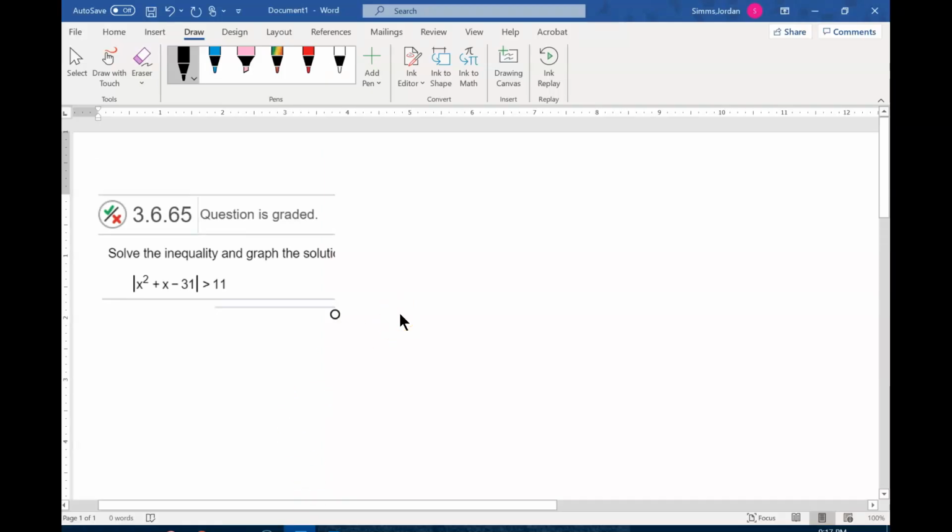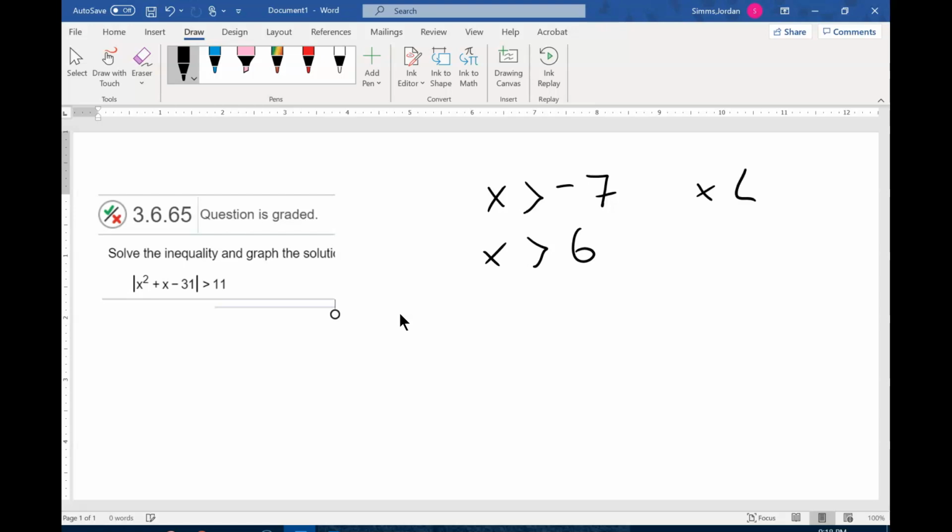So, I did this problem. We worked it out. It's absolute value. I have two equations. I factored them out, right? And I got this. I basically came up with x is less than negative 7. I got x is greater than 6. And then I also got x is greater than negative 5. And I got x is less than 4.